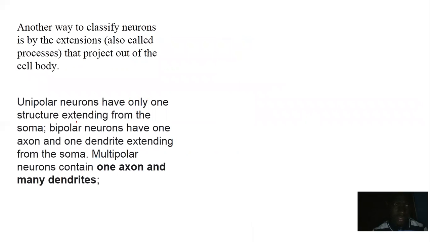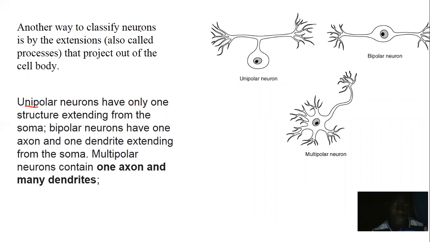neurons can also be classified as unipolar. They can also be classified basing on the extensions, or you can call them processes, that project out of them. And we have what we call the unipolar neuron, which has only one structure extending from the cell body. If you don't want to call it cell body, you can call it soma, and you can see it here, the unipolar neuron here. So it has one structure here, okay, extending from the cell body, which is the soma.